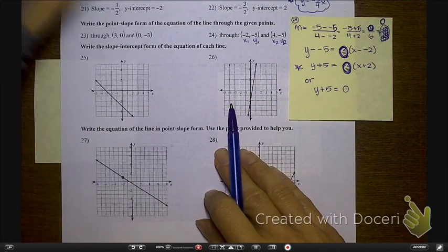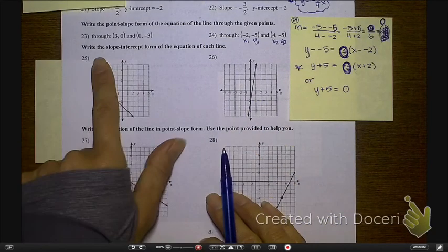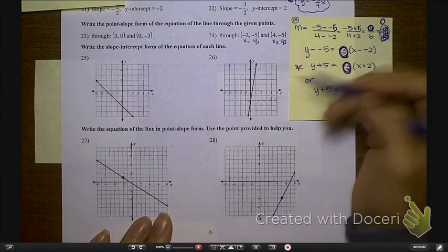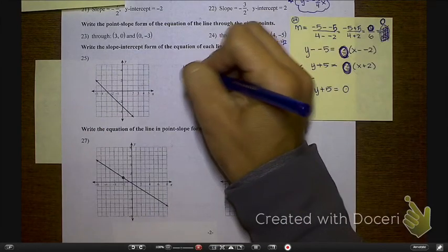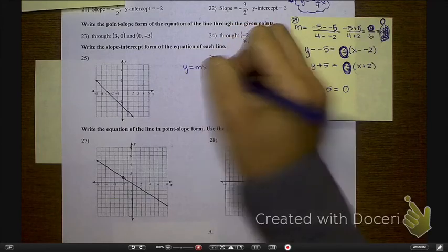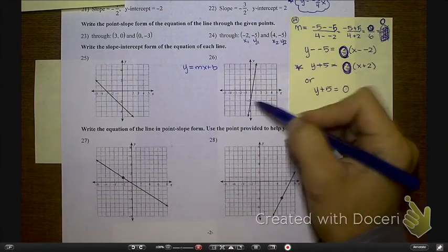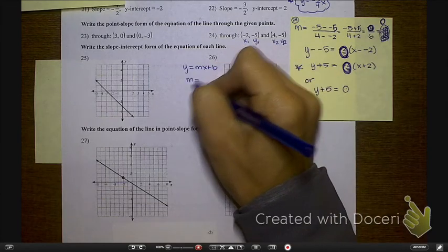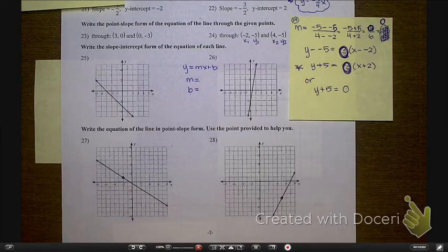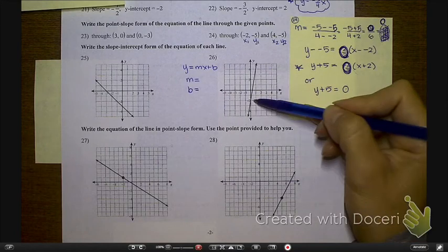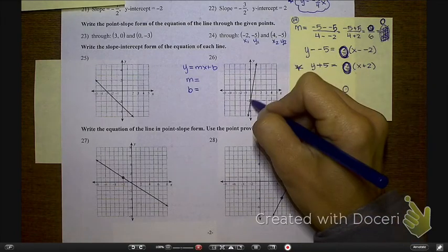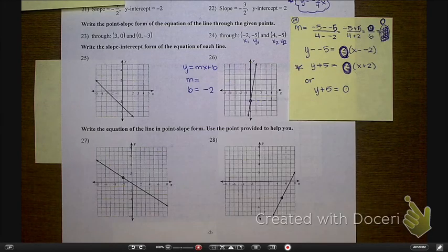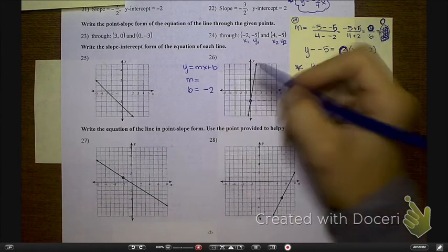The instructions on number 26 say, write the slope-intercept form of the equation of the line. So for this one, we want to write it as y equals mx plus b. m is the slope, b is the y-intercept. So what is your m and what is your b? You need to know those things. So what's your b value? It's down here. This is the y-intercept. It's negative 2. Okay, what's the m value?